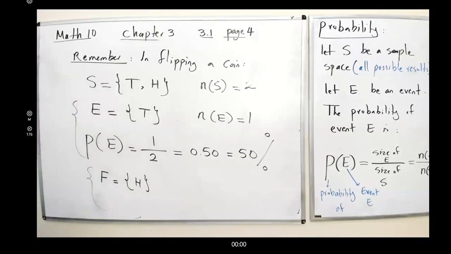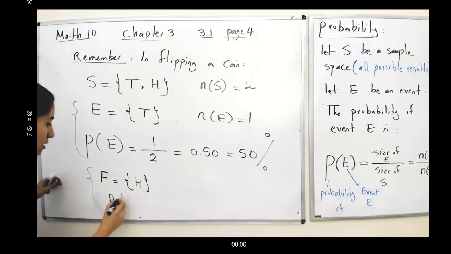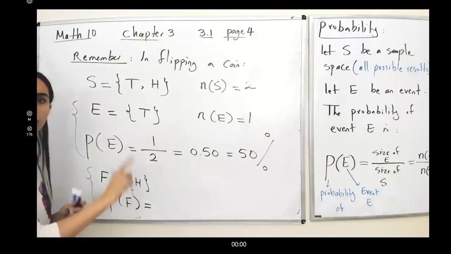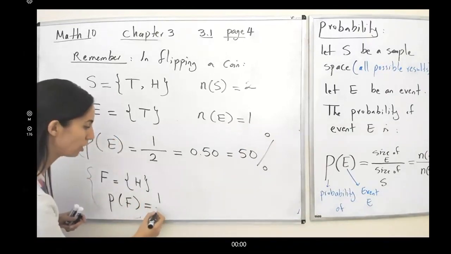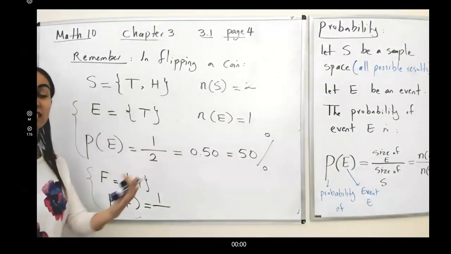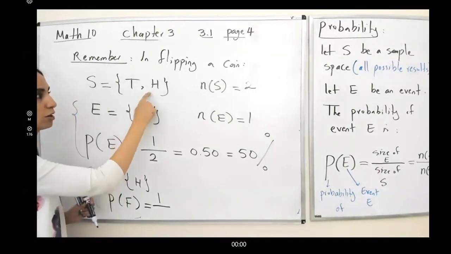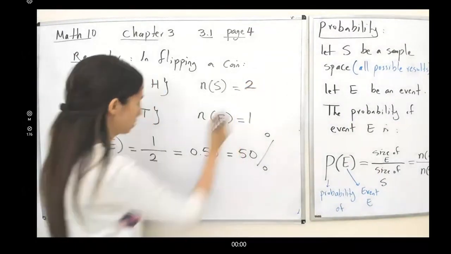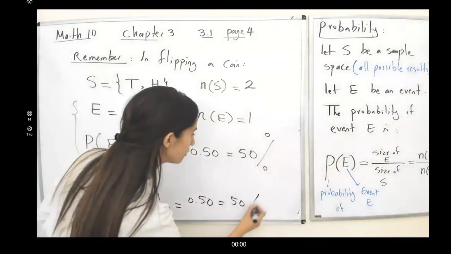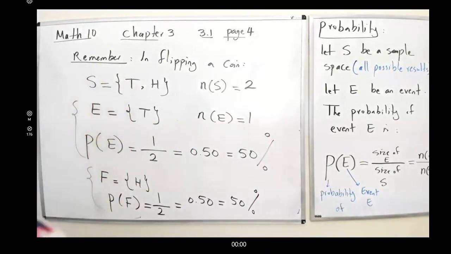Well, 50%? 50%, excellent. So the probability of event F is equal to the size of that event. This event has only one member, so the size is 1, divided by, remember that on the denominator you have the size of your sample space, which in this case is equal to 2. So 1 divided by 2 is 50%. There you go. Excellent.